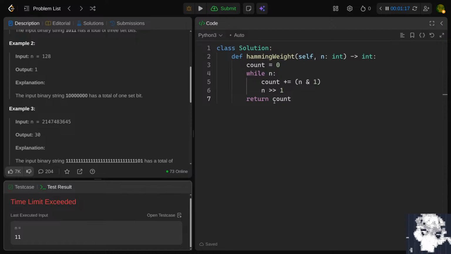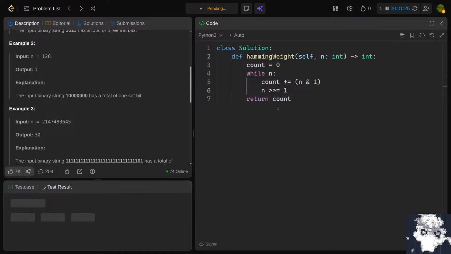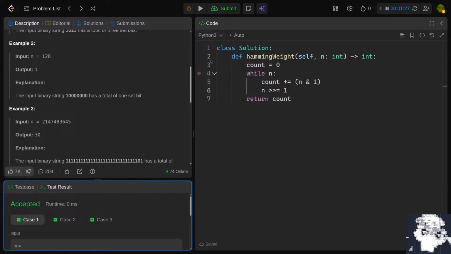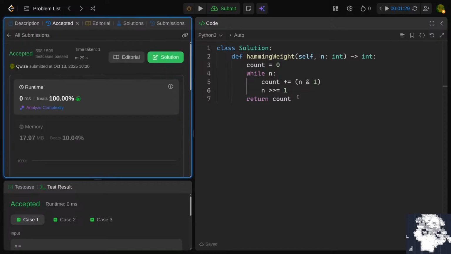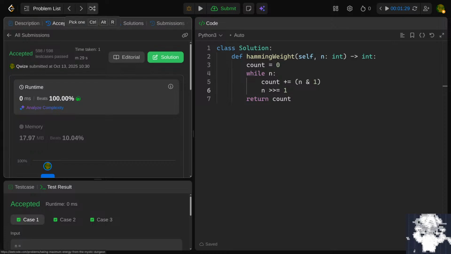Time limit exceeded. Oh, shifted to the right equals 1. Okay, let's submit that. Boom, 0 milliseconds, 100%. Easy peasy. Next question.